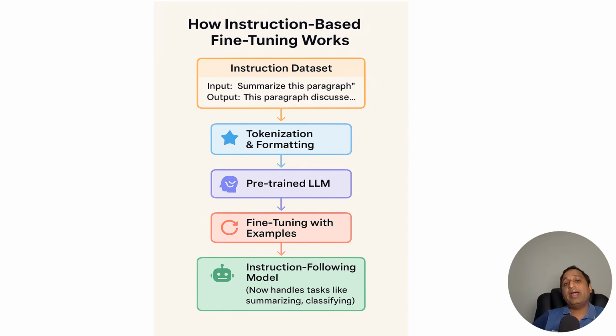Now comes the actual fine-tuning step. The model goes through thousands of instruction-response pairs and adjusts its weights using gradient descent, based on the difference between its output and the correct answer. At the end of this process, you have an instruction-following model, one that not only knows how to use language, but knows how to do things with language, like answering questions, summarizing documents, classifying text, and maybe any other task it has been specifically trained on.